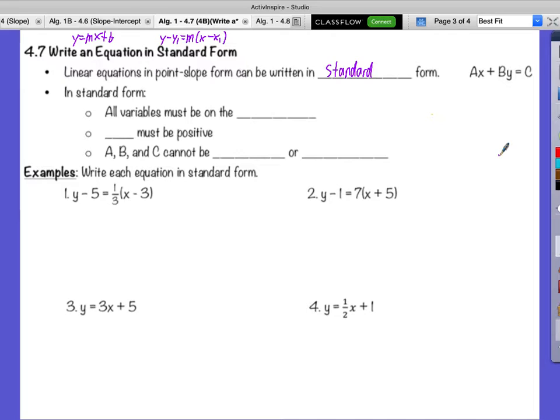First guideline, all variables must be on the left. AKA x and y both have to be on the left. Here, A, B, and C are not variables that are left as A, B, and C. They are numbers. They are coefficients and a constant. A and B are numbers multiplying with x and y. C is a constant on the other side.